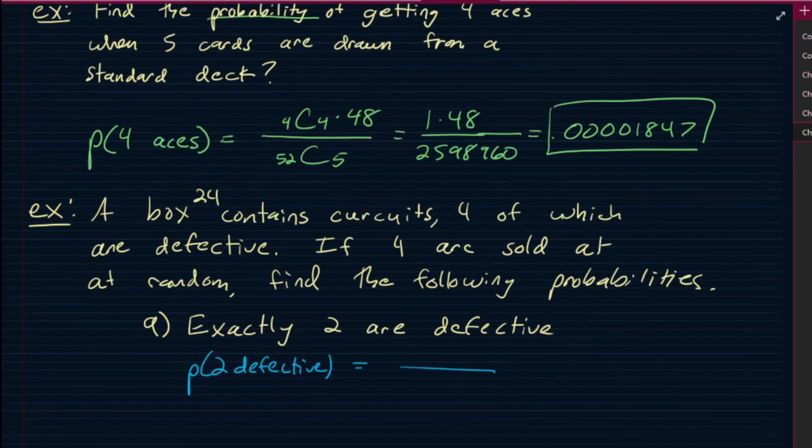And let's think. We can't repeat. We're picking different circuits. We can't just pick the same one over and over. And I think that we can say that the order doesn't matter. You just jumble them up. It's the same thing. So it's going to be a combination. We've got 24 to choose from, and we're choosing 4. Right? 4 are being sold at random. So that's 24C4. The numerator is going to be the number of ways that we could have exactly 2 of them being defective.